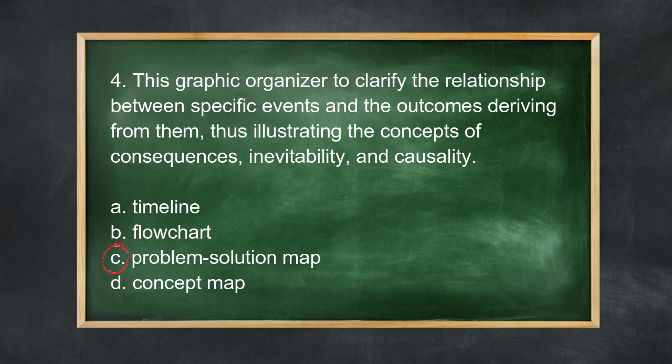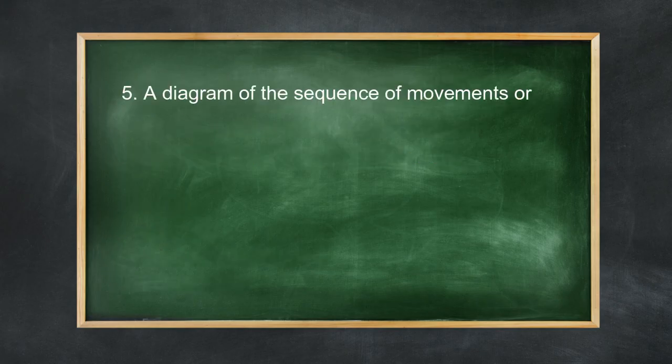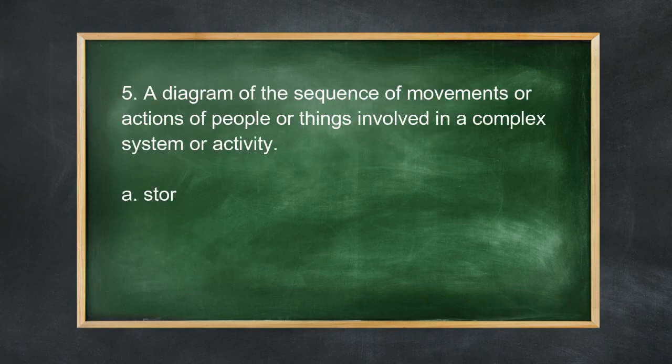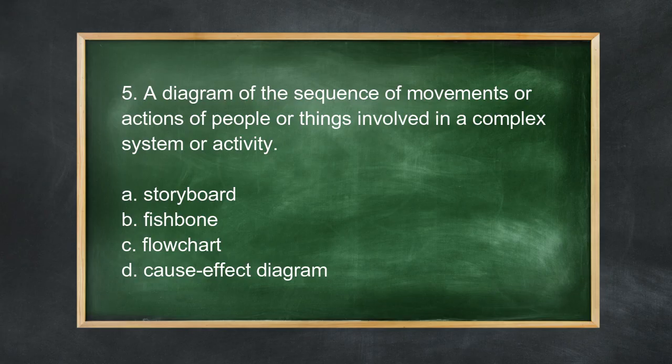5. A diagram of sequence of movements or actions of people or things involved in a complex system or activity. A. Storyboard. B. Fishbone. C. Flowchart. D. Cause and effect diagram.